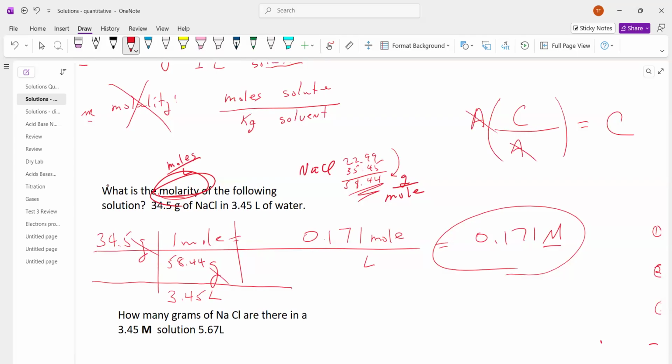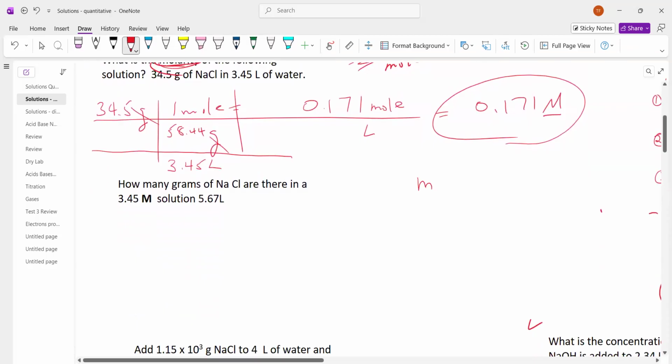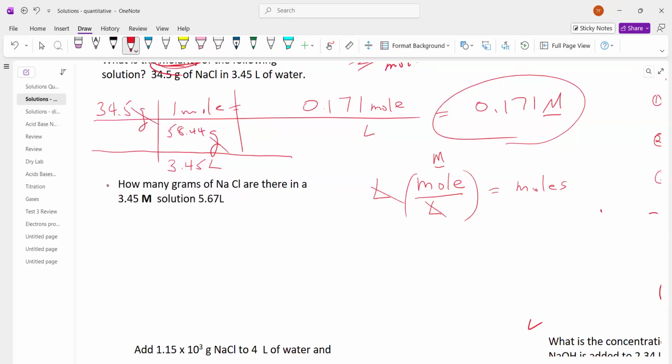Okay, so here we have... if we multiply the molarity, this is the molarity right here, by the volume, what do we get? Moles, right? So look at this problem. We've got molarity, basically concentration, times volume gives us moles. And then once we have moles, we can go to grams.